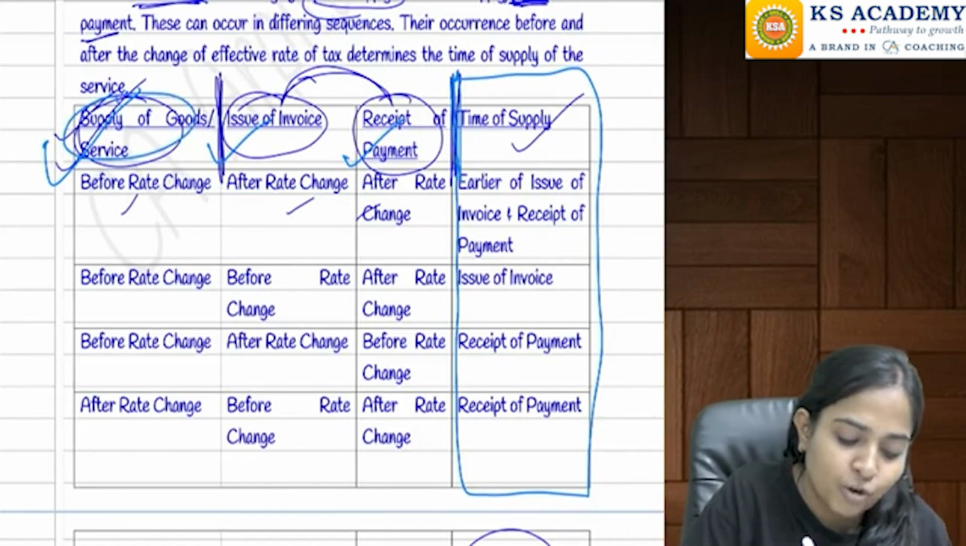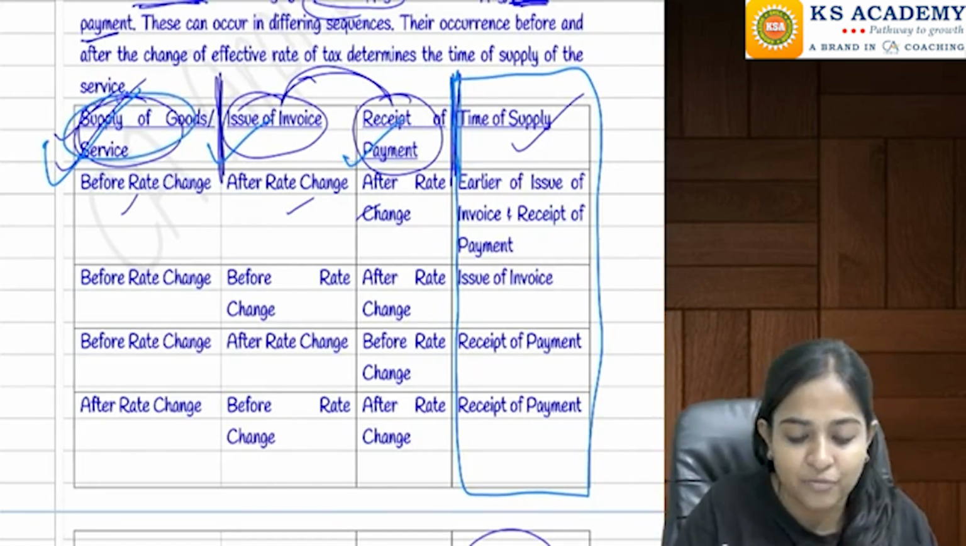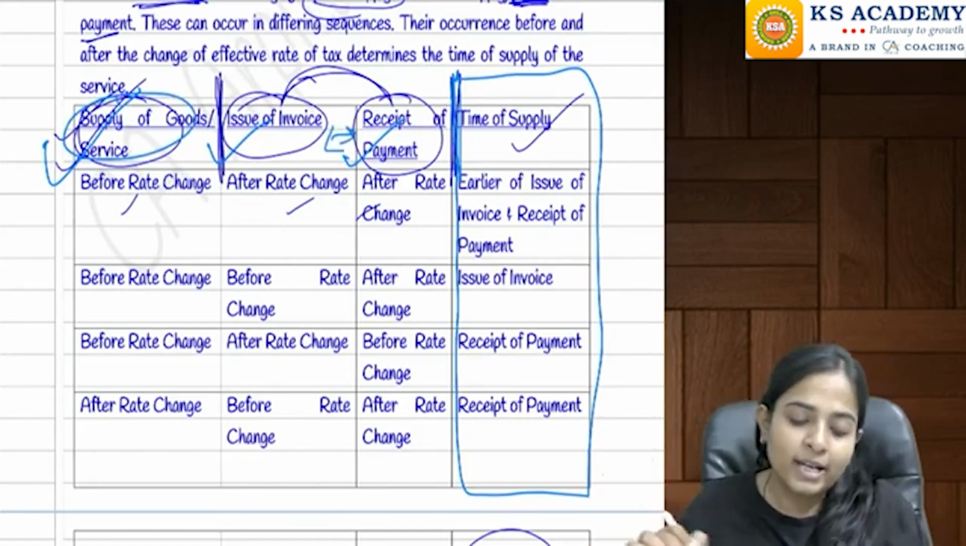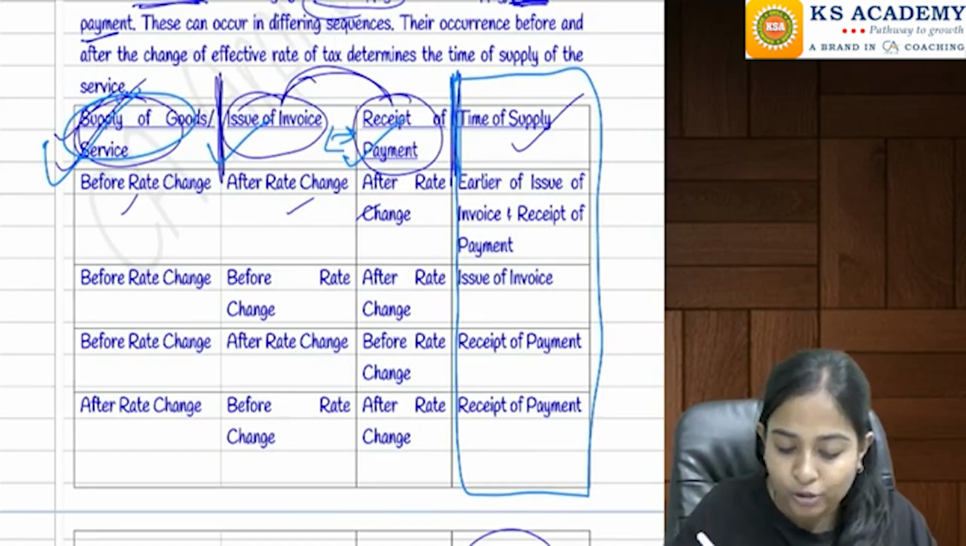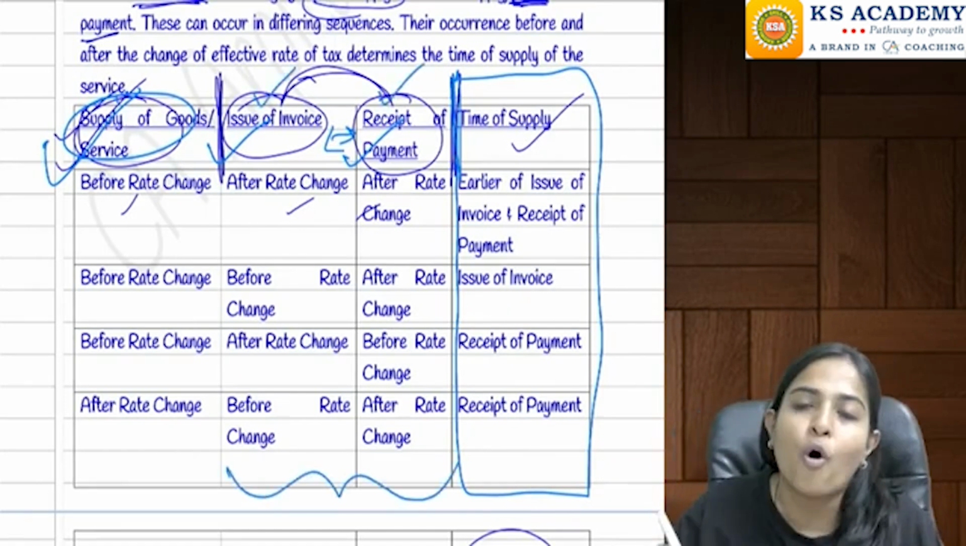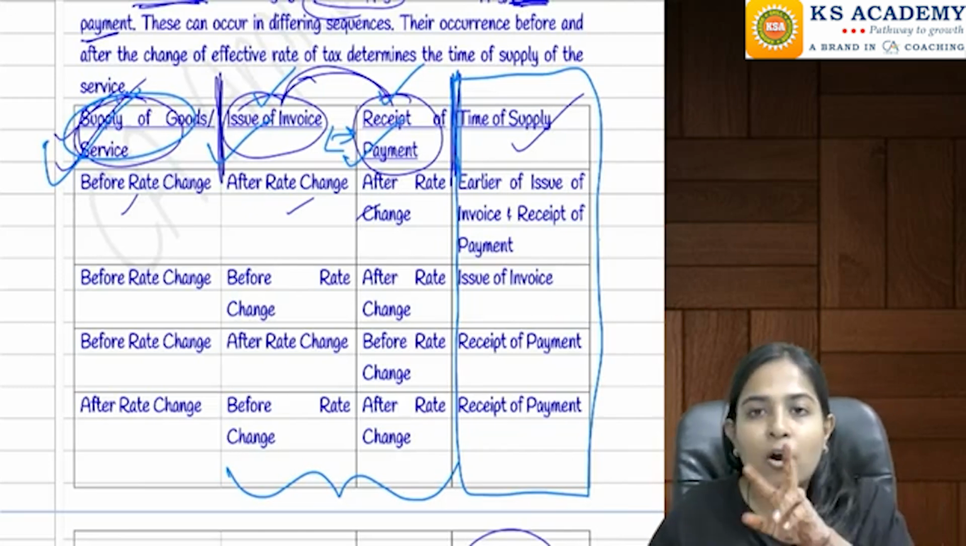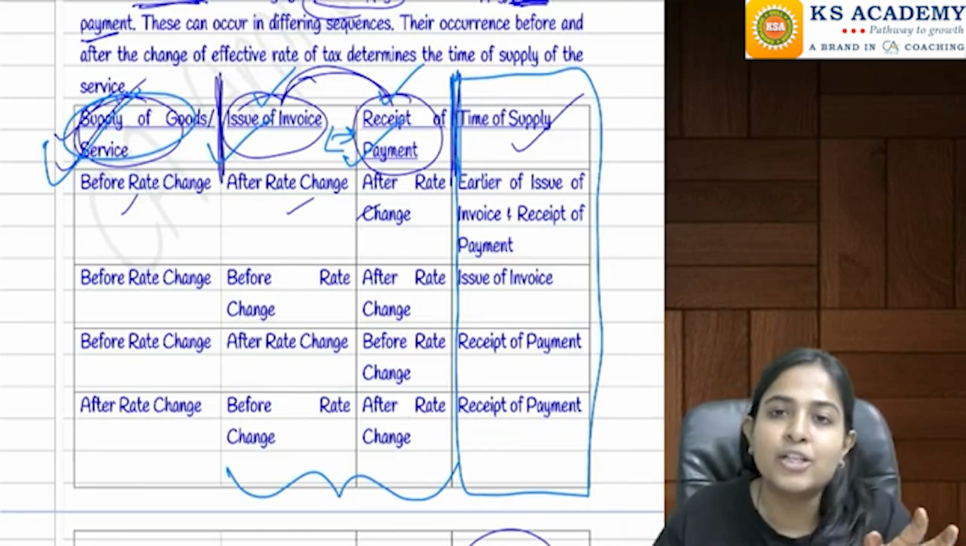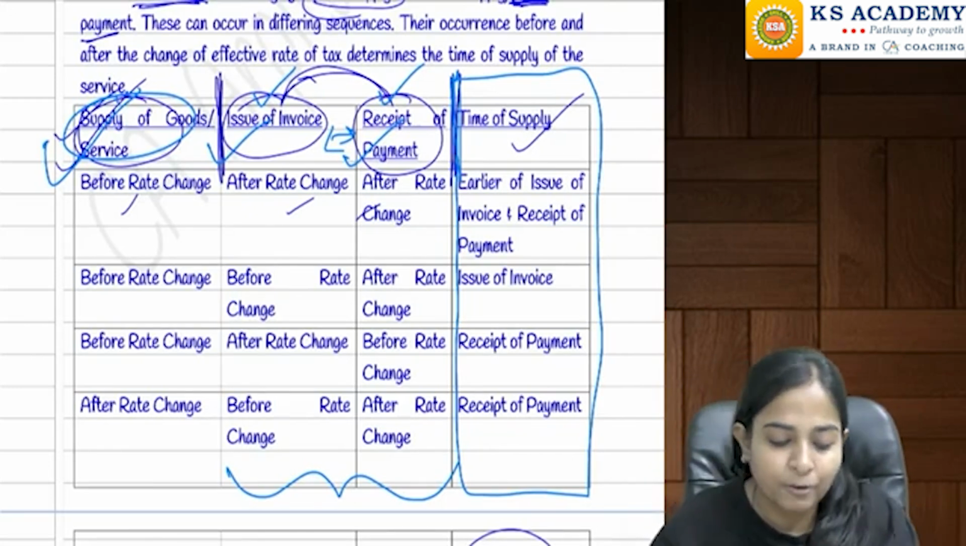Supply should match with either of the two. Also remember, time of supply will always be either the issue of invoice or the receipt of payment. Time of supply will either be the issue of invoice date or the receipt of payment.